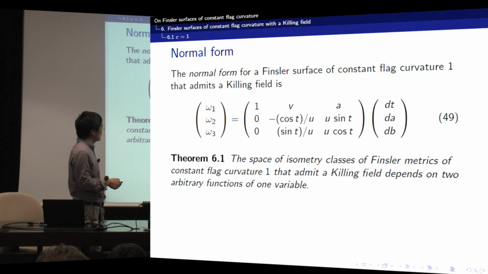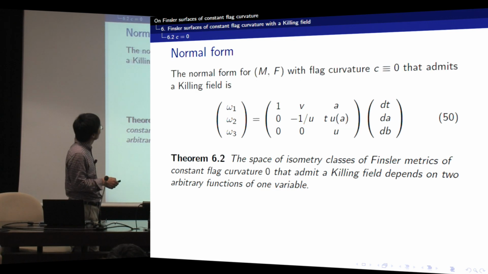The space of the isometric classes of Finsler metrics of constant flag curvature 1 that admit a Killing vector field depends on two arbitrary functions of one variable. Here, two arbitrary functions. One is U, and another one is V. And the second, C equal to 0. This is the normal form.